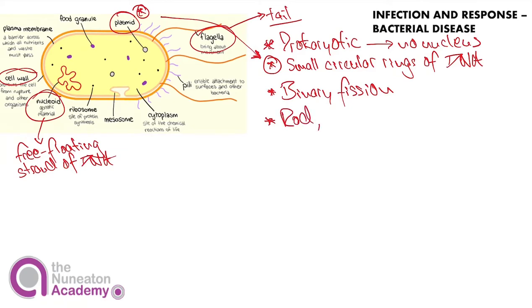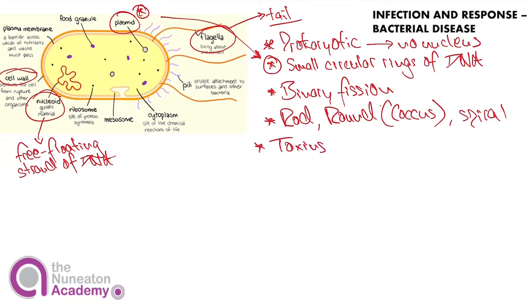Now, there are three types that you need to know about, and that refers to their shapes. There's a rod, a round, sometimes called a coccus, or a spiral bacteria. And they make organisms feel ill because they produce toxins, which are a bit like a type of poison, and they basically damage surrounding cells.